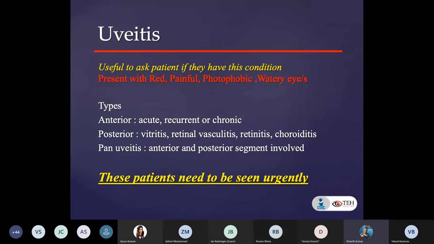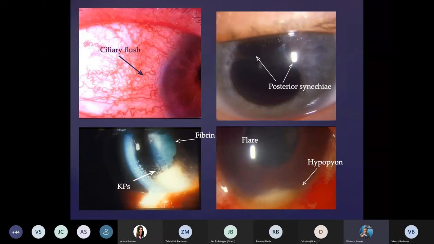Usually they present with a red, painful, photophobic, watery eye or eyes. And this could be split up into anterior and posterior uveitis, or panuveitis if both segments are involved. These patients need to be seen urgently because their life tends to be affected because of the inflammation. And the sooner we treat this, the resolution occurs quicker and recurrences can be managed appropriately. And they need combined management with medical colleagues, such as rheumatologists.